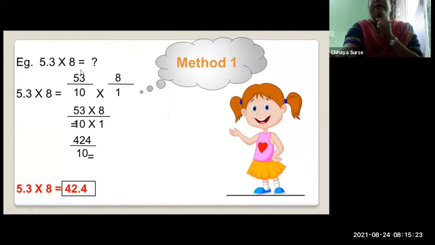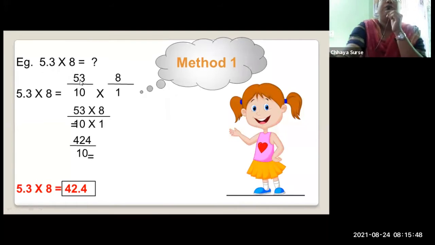Now we multiply the decimal fractions. The first method; by 3 methods you can solve. So 5.3 is there. Now convert this into a common fraction. How many decimal places are here? One. That's why we have taken 1 zero. Clear? So 53 upon 10. This decimal fraction we convert into a common fraction.